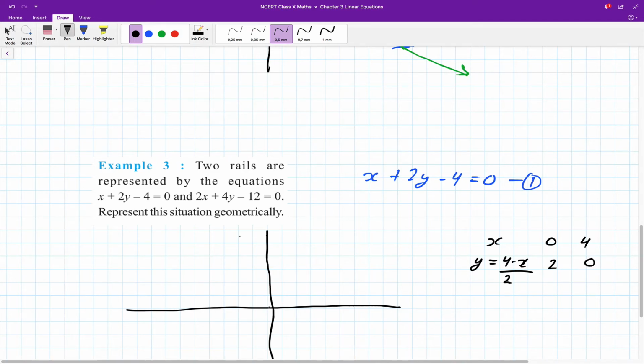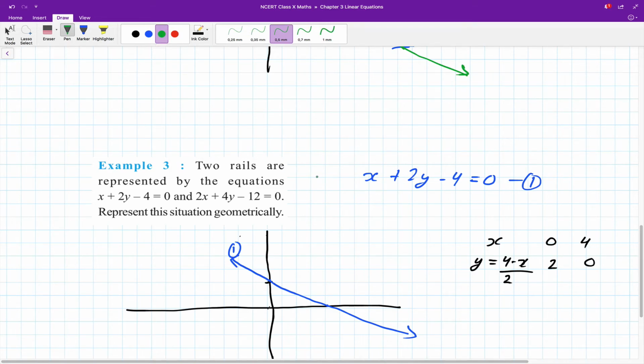So x is, let's say, 0, 1, 2. This will be our first point, (0, 2). And then we have 1, 2, 3, 4, and 0. This will be our second point. And if you just join these with a straight line, this is our first line. Okay, this is our equation 1.